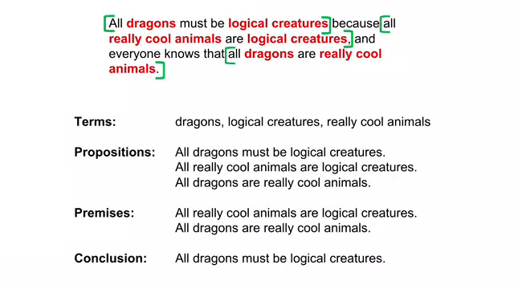Now we try to draw out what are the premises and what's the conclusion. And we see the premises are the two propositions. All really cool animals are logical creatures. All dragons are really cool animals. All right, those are the things that we're building our argument on. And the conclusion is that all dragons must be logical creatures. That comes from those other two premises.